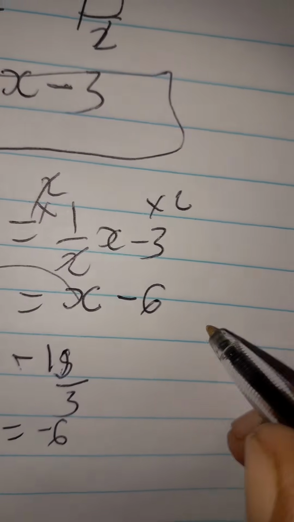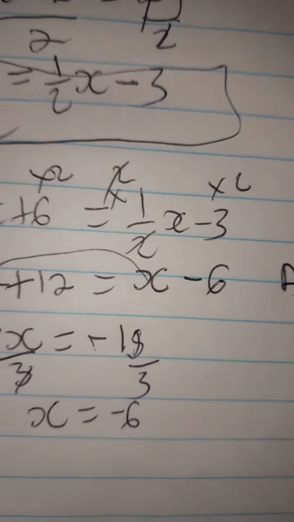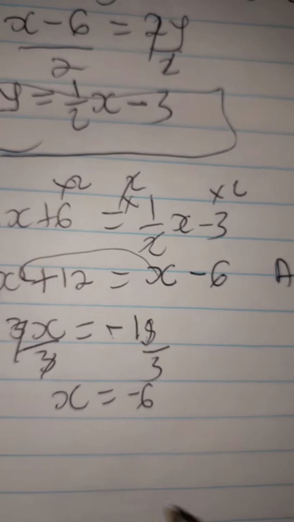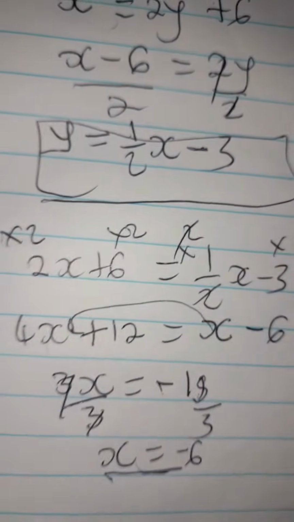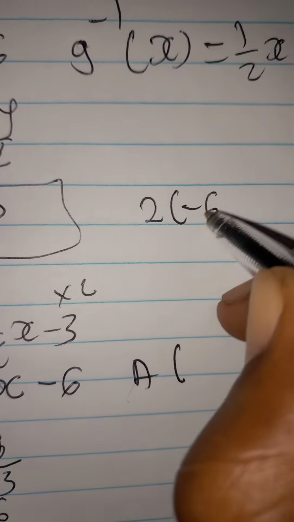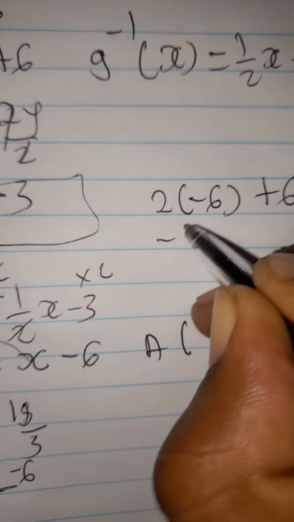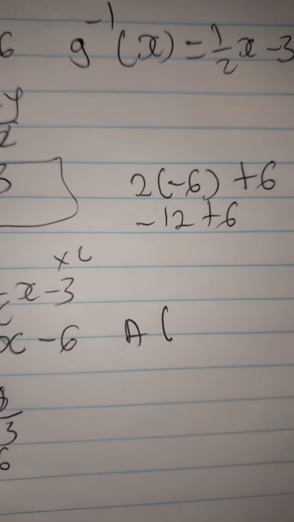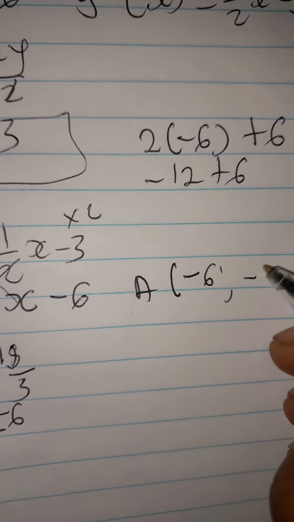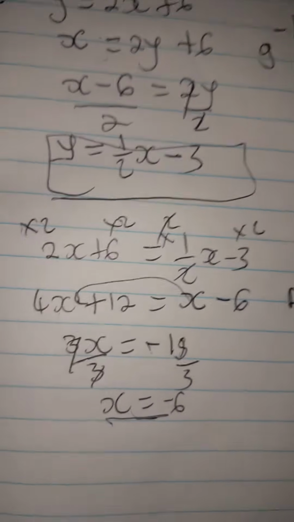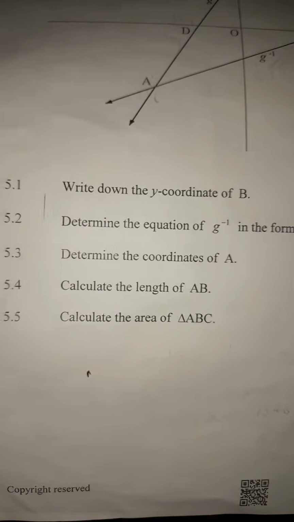So to make life easier, they asked for the coordinates of A. What you can do is take this x-coordinate and substitute into 2x plus 6 to get the y value. So let's put negative 6 there plus 6. This will be minus 12 plus 6, which is minus 6. So our x value is negative 6 and our y value is negative 6. Okay, so guys, let's go to 5.4.